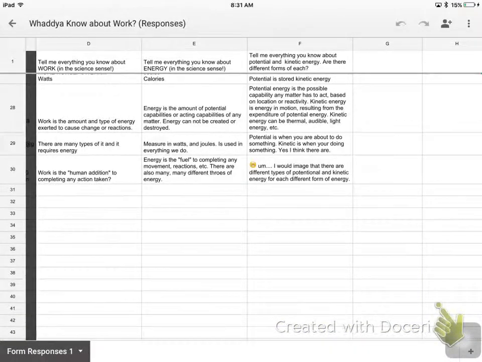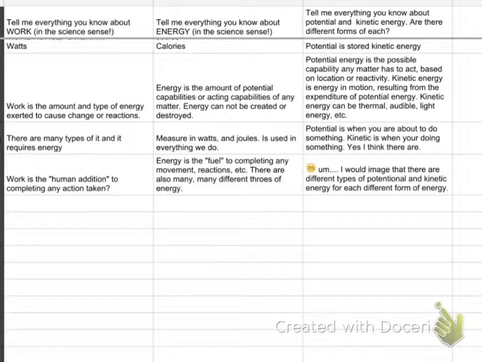And I did a good job this time blanking out the names. So, work is the amount and type of energy exerted to cause a change or a reaction. Many types of work, and it requires energy. Work is the human addition. Okay. Energy is the amount of potential capability or acting capability of any matter. Energy can't be created or destroyed. That's true. Measured in watts and joules is used to power everything we do.